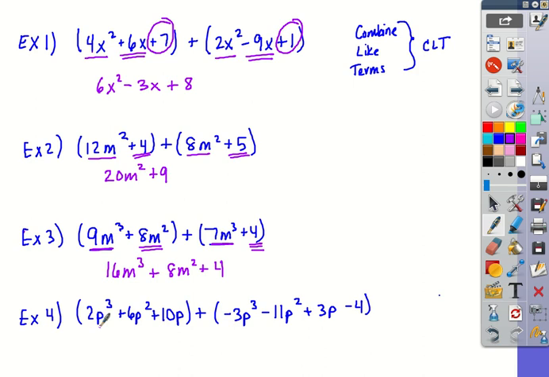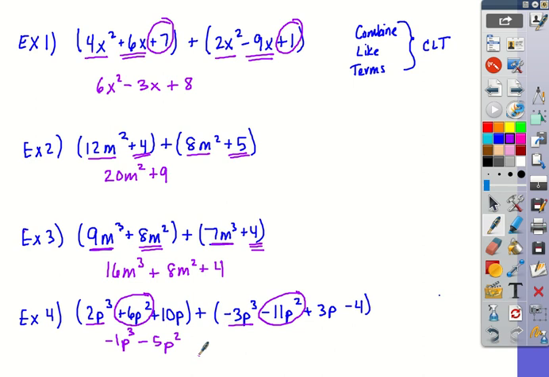Just start at the very beginning, see if this guy has any partners. 2p cubed, no, oh, there's a p cubed. So 2 combined with negative 3. Keep your like term the same. I'm going to circle the p squares. Make sure you circle that negative with the 11. 6 minus 11 combines to give you negative 5.